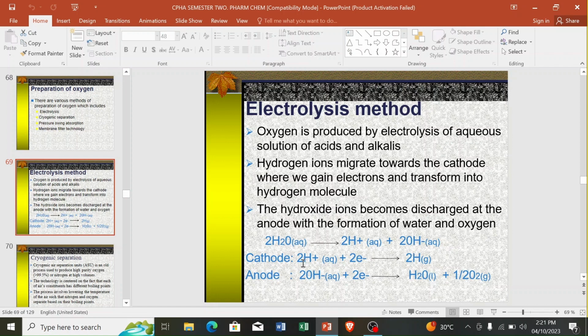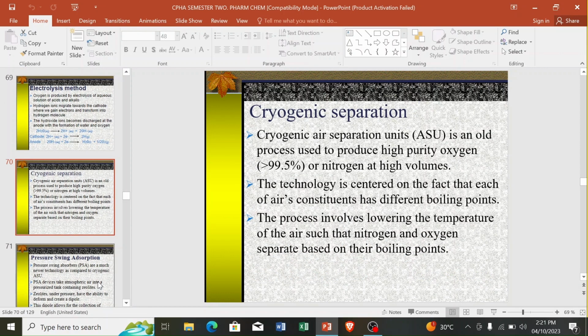That is why we see that these hydrogen ions migrated to the cathode, and we expect to see addition of electrons in order to make this a neutral compound. So we get hydrogen gas, and then the hydroxyl ions give us water and oxygen gas, as we can see in that. So that's all about electrolysis.